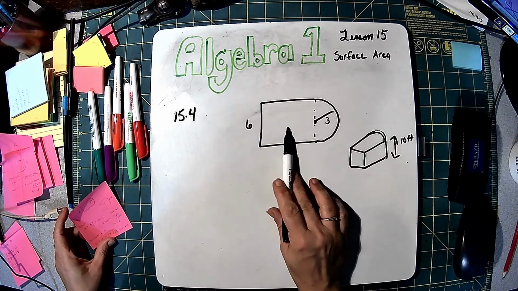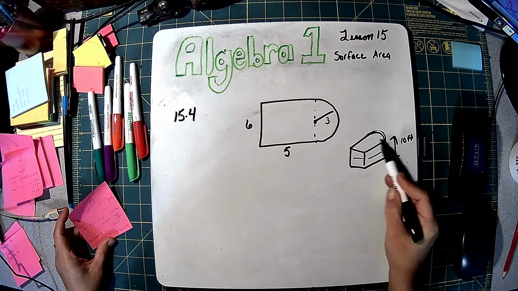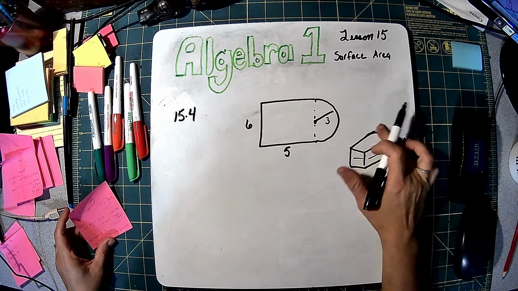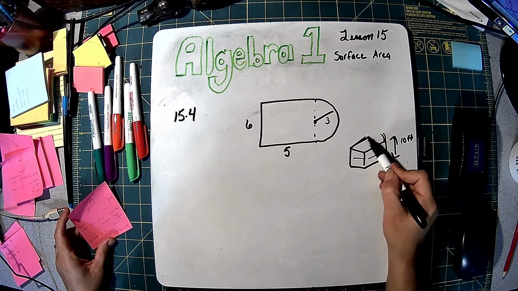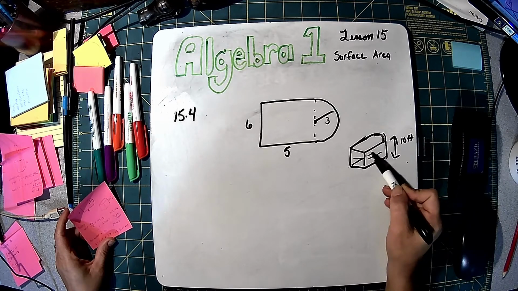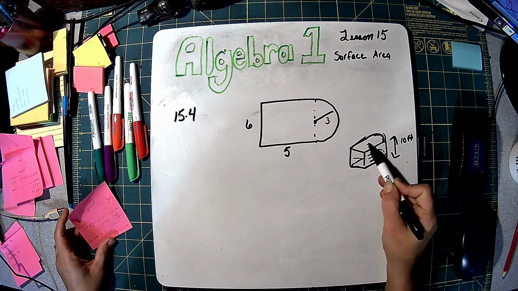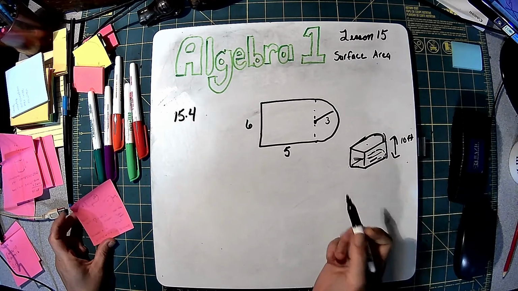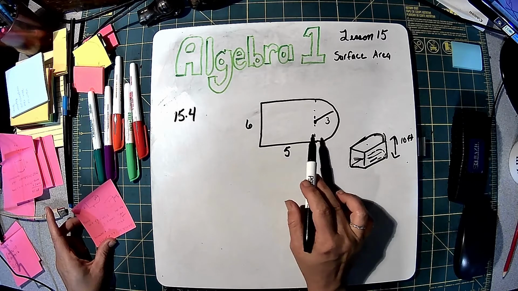So we're going to have two bases, and then we're going to have this surface area that goes all the way around all of our sides, and that's called the lateral surface area. The stuff that goes up and down. So we got our base, and then our bottom base right here, the bottom and the top, and then we're going to have all the sides.